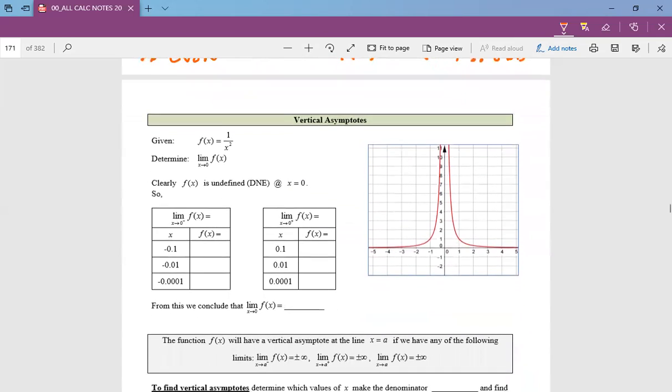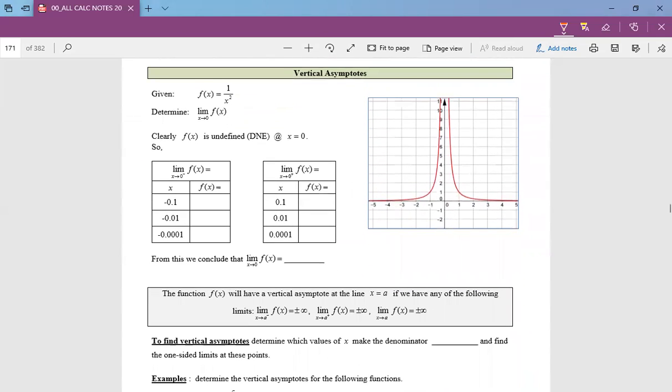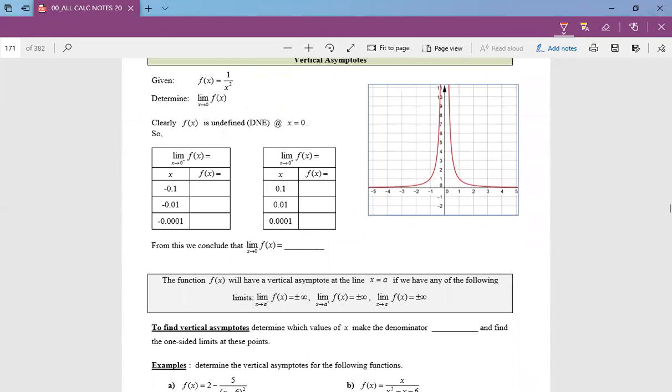All right, next page, vertical asymptotes. We've already kind of seen this before, of course, but once we get knee-deep into sketching, we are going to be considering what our vertical asymptotes are doing. It starts off with, given that f of x equals 1 over x squared, determine the limit as x goes to 0 of f of x. Clearly it is undefined. That limit does not exist when x is equal to 0.